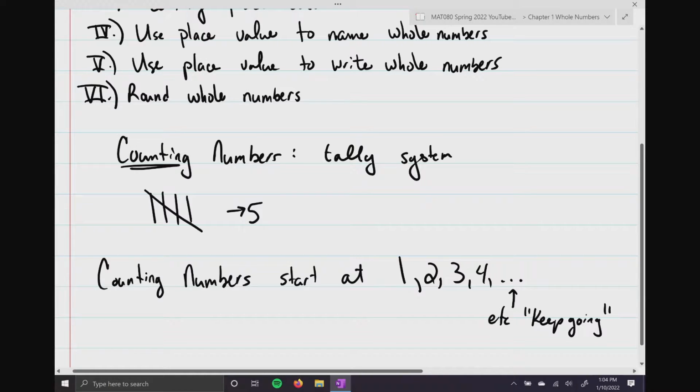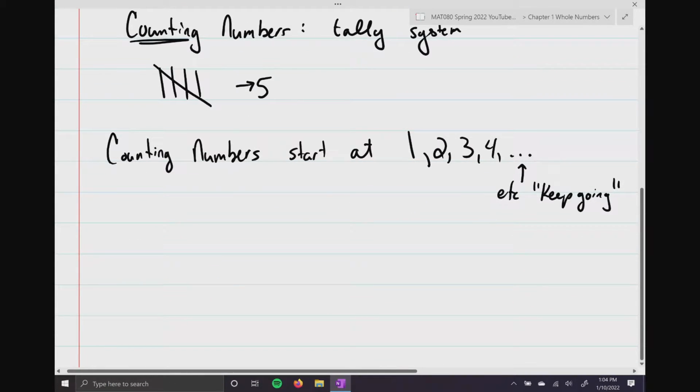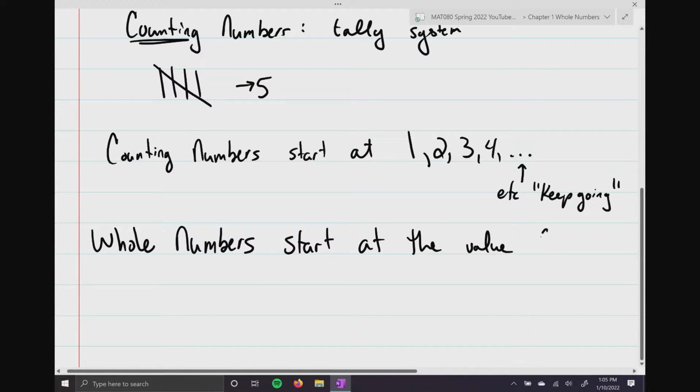Now, whole numbers are just slightly different, and this is where we're really going to start our focus this semester. So whole numbers start at the value 0. In other words, somebody had to invent this number.